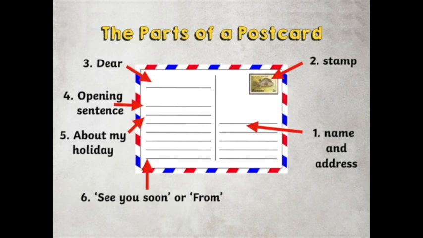So these are the parts of a postcard: name and address, the stamp, a greeting such as "Dear," and the name of the person you're writing to. A nice opening statement like, "I'm having so much fun on my holiday." Then you write about the things you have done and the things you are going to be doing. And then at the end, you close out your postcard by writing something like, "See you soon," "from," and your name. The parts of a postcard.